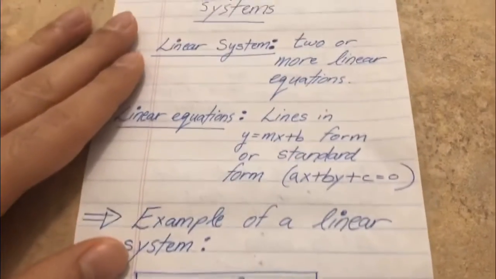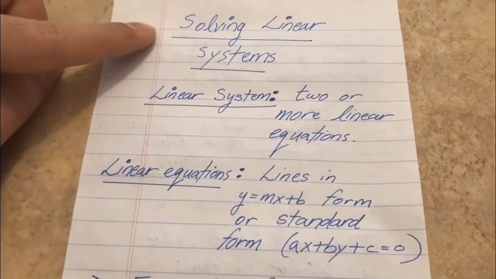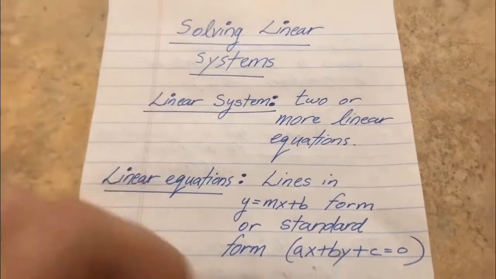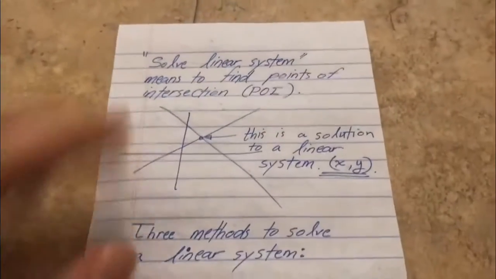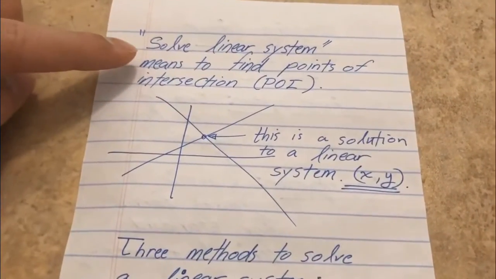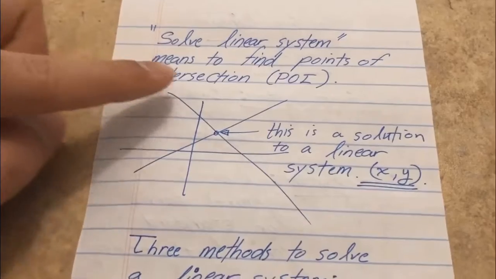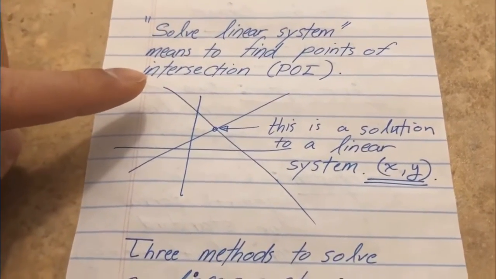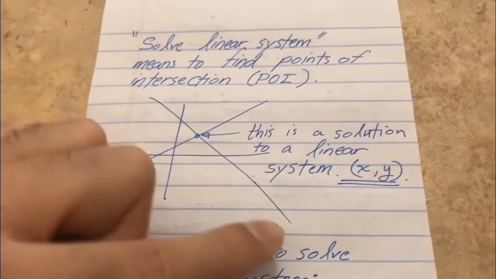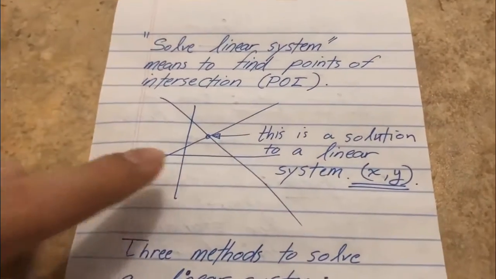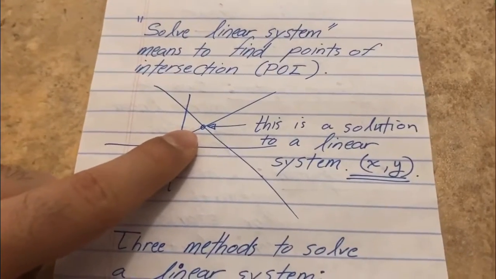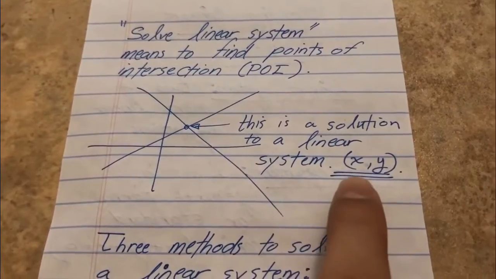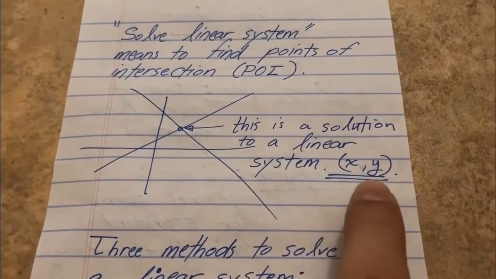Now here's the question. What does solving a linear system actually mean? We're going to talk about that. To solve a linear system means to find points of intersection between the two lines, if there are any. So this is a line, and this is a line, and they intersect at this point, meaning this is a solution to a linear system, an x-coordinate and a y-coordinate.